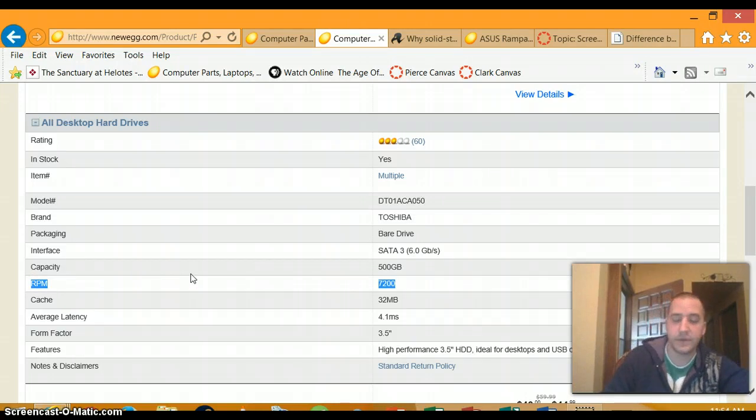The differences from the solid state, which I'll cover in a minute, is the form factor, which the form factor here for this hard disk drive is a standard 3.5 inch. And the RPMs, which solid state drives do not have. They don't have any RPMs because there's no moving parts. They also don't have cache. So in particular, this hard disk drive has 32 megabytes of cache. That's sort of like the hard drive's memory, if you will. The latency of this, 4.1 milliseconds.